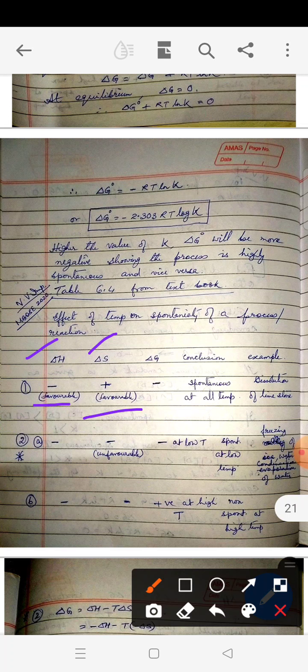Now if I fit all these values in the equation, delta G equal to delta H minus T delta S, then what happens to the sign of delta G? This is negative, this is positive, so sum total of two negative numbers becomes negative, so delta G will be negative at all temperatures. It doesn't depend on temperature at all, because both are favorable conditions.